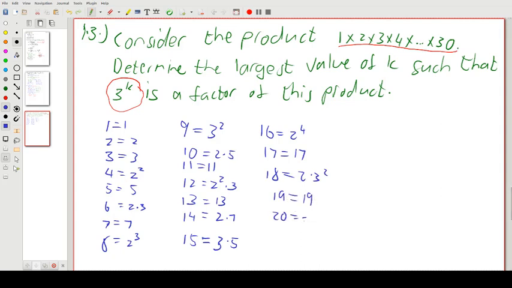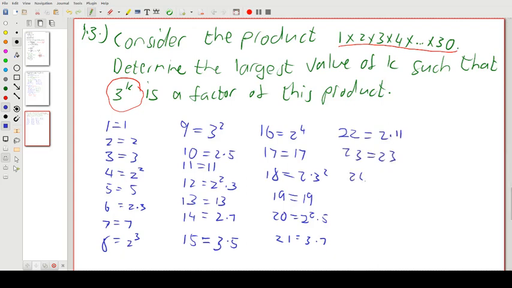20 equals 2 squared times 5. Sorry, let me erase that. See, going quicker didn't help. Okay, 2 squared times 5. 21 equals 3 times 7. Now the important thing here is only the things that contain 3's as factors. So that's probably the quicker way to do it, even if you're writing lots of things out. 22 is 2 times 11. 23, but just bear with me.